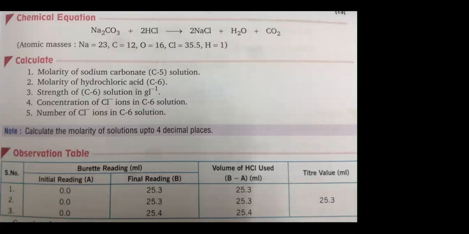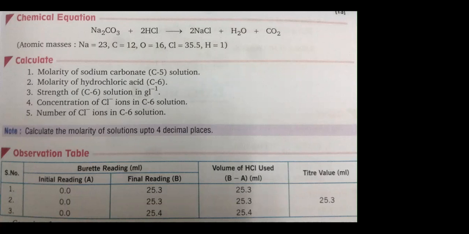And based on the experiment, you have to calculate the molarity of the sodium carbonate solution. You have to calculate the molarity of the hydrochloric acid. You have to find out the strength of the solution C6, that is the HCl solution. You have to find out the concentration of chloride ions in the C6 solution, and the number of chloride ions in the C6 solution. Now, if you look at the questions, first you need to find out the molarity of the two solutions.